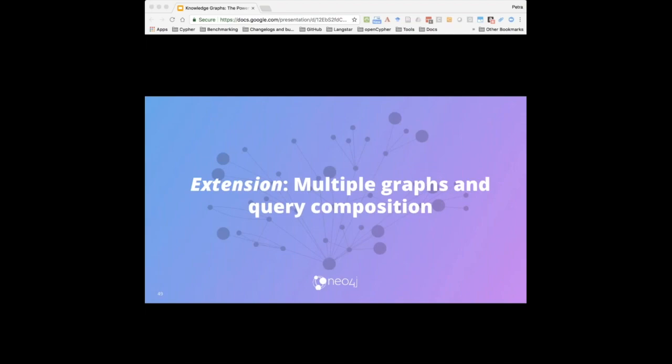So I'm now going to walk you through what the particular group I work in has been working on. These are extensions to Cypher, and there are about 4 of them, if I recall correctly. The first one is about multiple graphs and query composition. And don't be worried, I'm going to explain precisely what is meant by these terms.